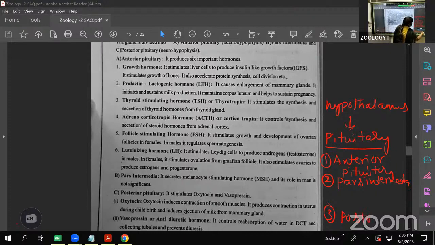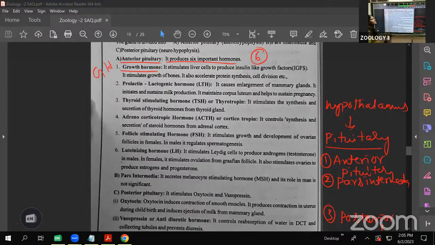Posterior pituitary. The anterior pituitary, observe here, is also called the adenohypophysis. It produces 6 main hormones. What are the 6 hormones? The first is the growth hormone, also called somatotropin. What is the function of the growth hormone? GH, simply we call it growth hormone.